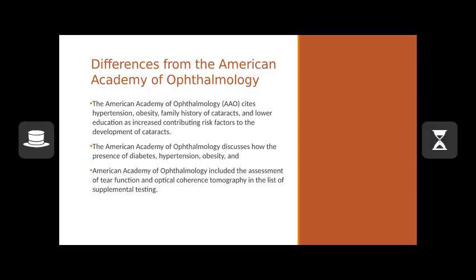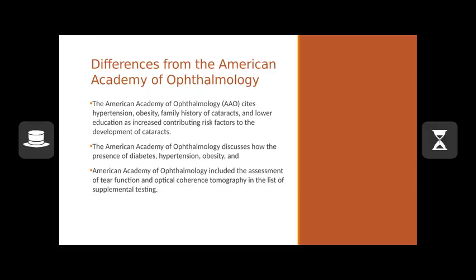Also, the American Academy of Ophthalmology discusses how the presence of diabetes, hypertension, obesity, and metabolic syndrome, which is a combination of diabetes, hypertension, obesity, and hyperlipidemia, have been reported to show an increased risk of cataract in multiple observational studies. So that's another thing that the American Optometric Association did not mention, those very popular diseases and their role in cataract formation, very common diseases rather.